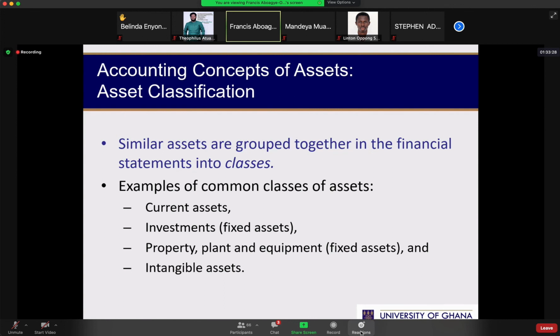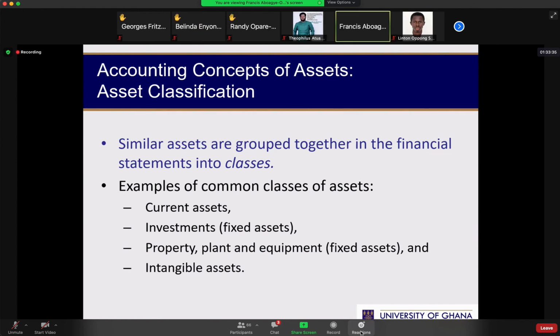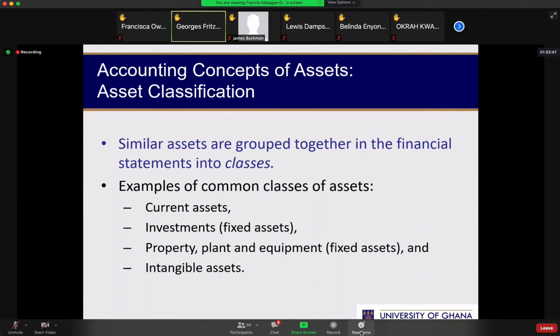Can you give examples of current assets? Yes, Randy. Cash at bank. Okay, great. Any others, George? Accounts receivable. Receivables. Okay. Yes, James. Stock or inventory. Okay, all right.